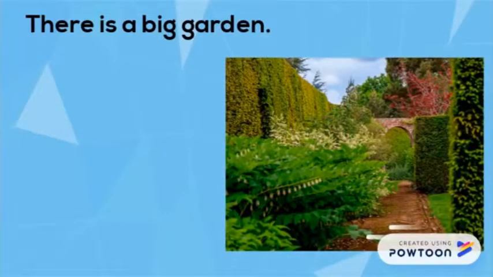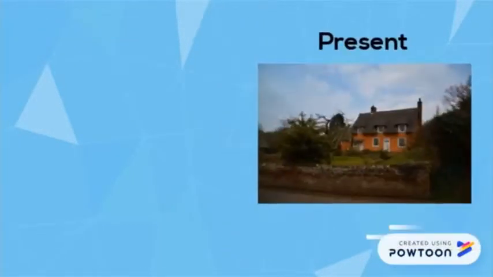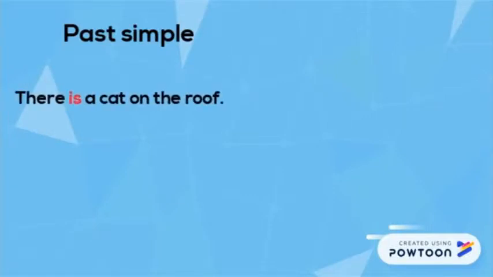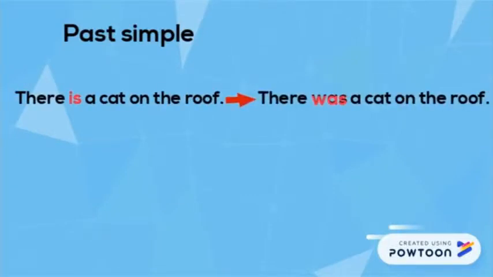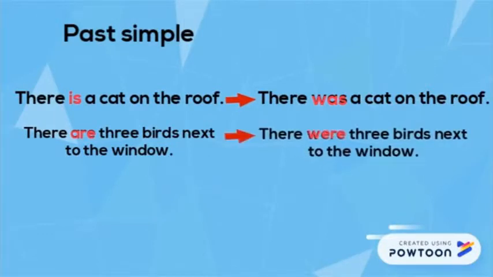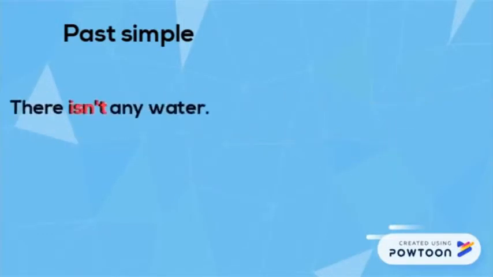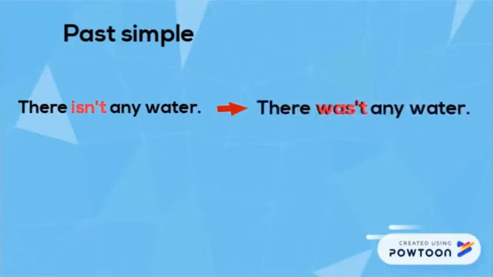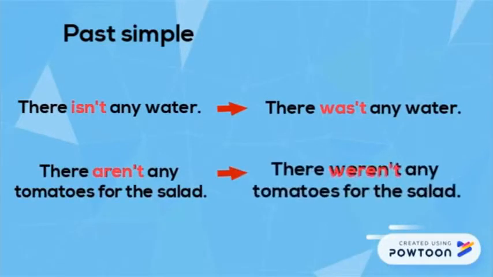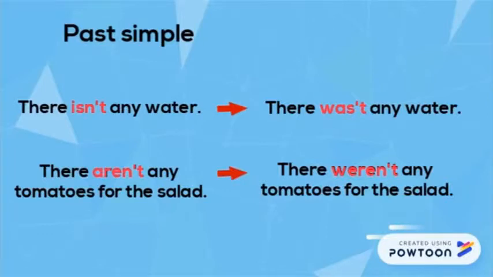But what if I want to describe my former ideal house? I have to use the past. So, there is becomes there was. For example, there is a cat on the roof, there was a cat on the roof. Isn't becomes wasn't. So there isn't any water becomes there wasn't any water.